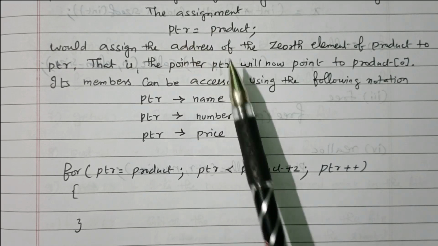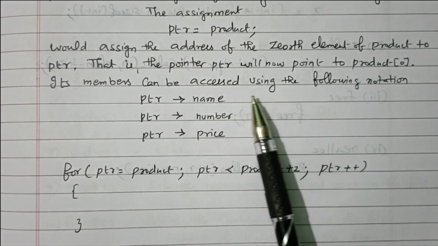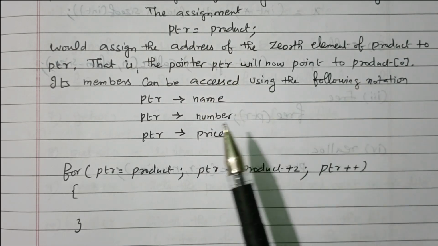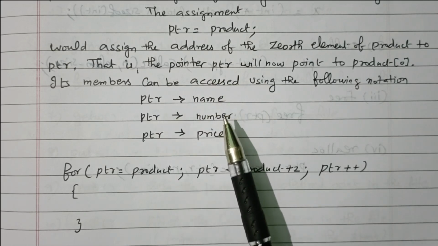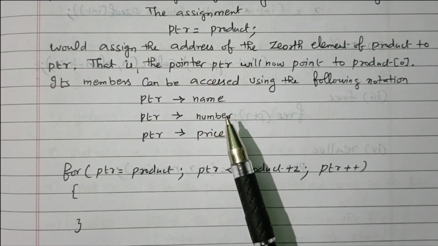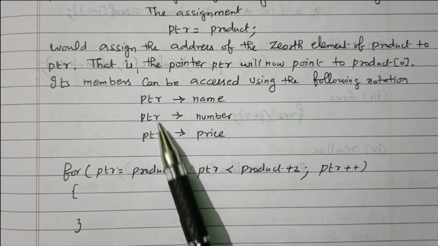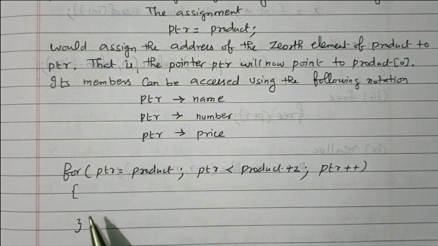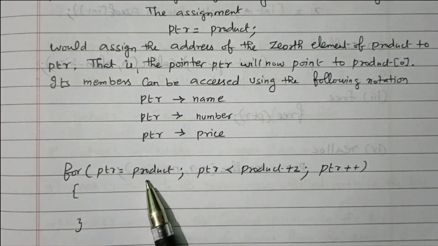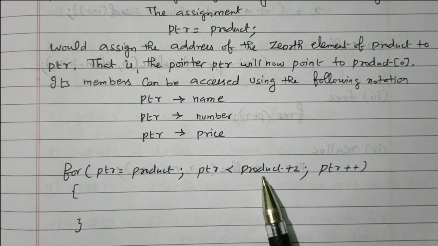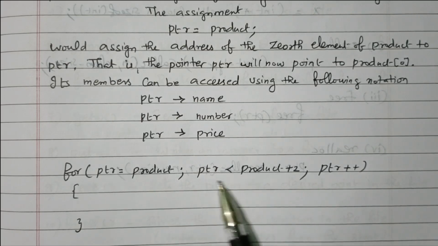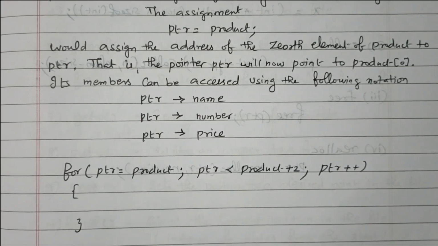What is the meaning? Now the pointer will point to the product of 0. That is, these three variables are assigned in the address using the pointer. That can be referred using this pointer name, pointer number, this arrow mark. So this is the for loop. Pointer product. ptr less than product plus 2. ptr plus plus. Right, already we declared two variables, so we can open the for loop. Now we'll see the example program for this pointer.